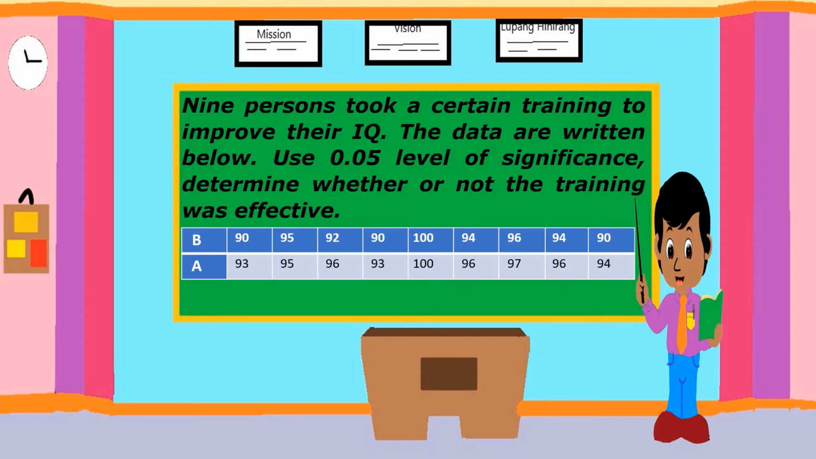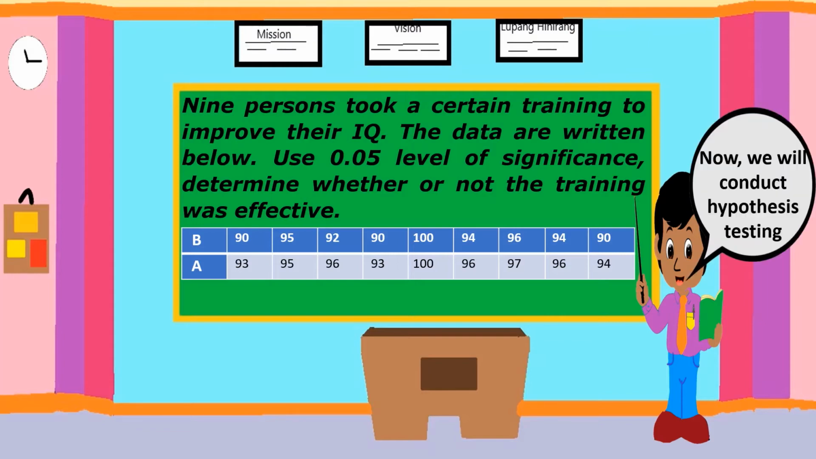Before the training, the IQ of the 9 participants: we have 90, 95, 92, 90, 100, 94, 96, 94, 90. And after the training, the IQ of our participants: we have 93, 95, 96, 93, 100, 96, 97, 96, and 94. Now we will conduct hypothesis testing using the 6 steps.